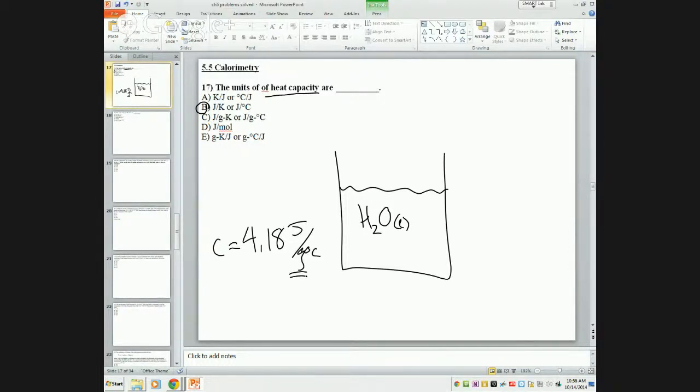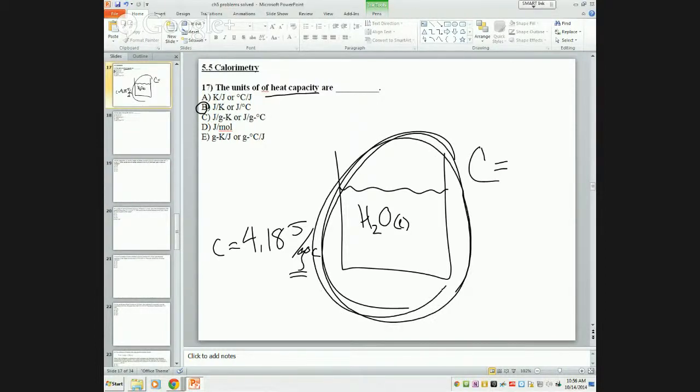Usually what's called big C, for heat capacity, is for this whole system. If this whole system were to change X amount of degrees, how much heat is that? So that's joules per degree Celsius or Kelvin, whichever one. Remember that a change of one in Celsius is the same as a change of one in Kelvin.